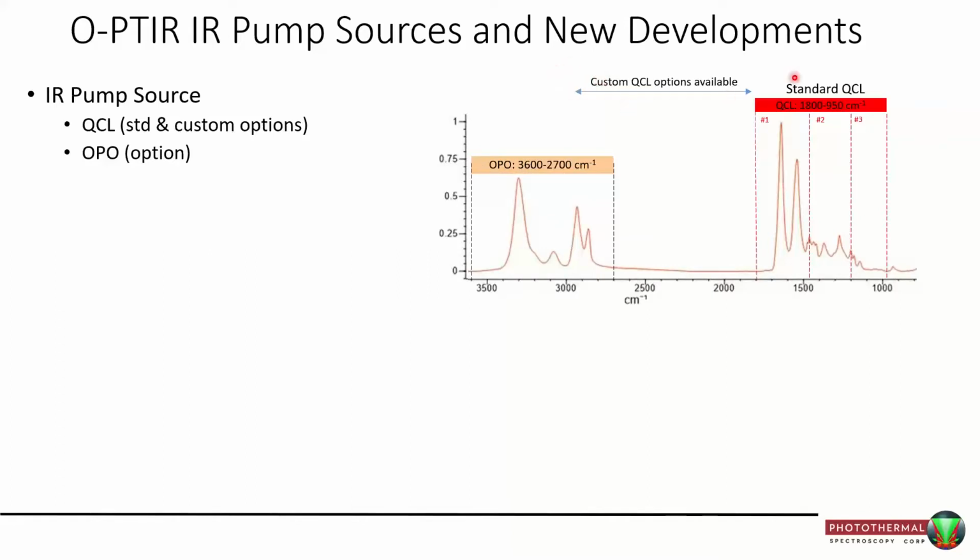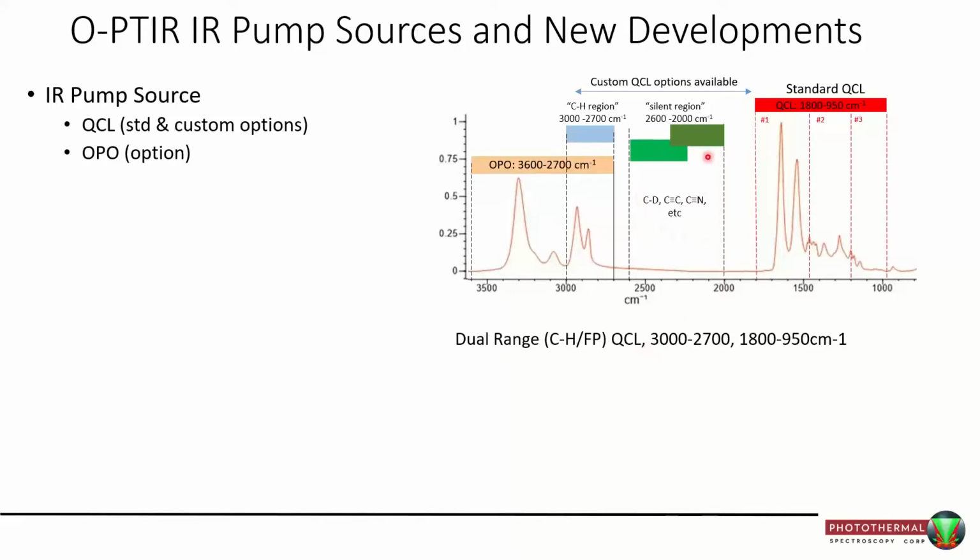But what excites me is these custom QCL options. And my favorite, if one were to have a favorite QCL chip, would be a CH region. That covers about 3,000 to 2,700, and you can combine that as the fourth chip in a single box. Therefore, your single laser unit can now cover the fingerprint and key CH stretching region.